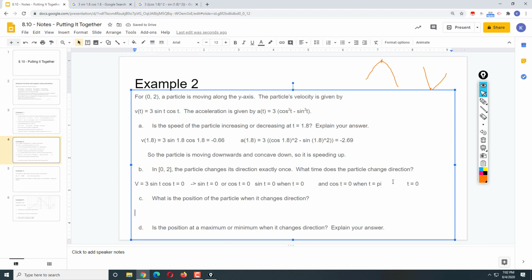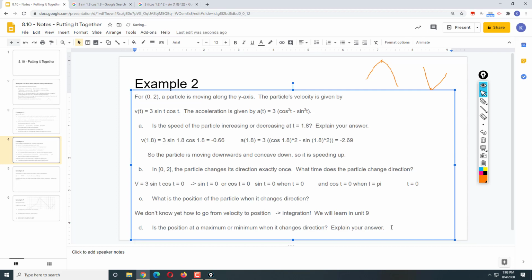C. What is the position of the particle when it changes direction? This one we will actually skip, even though this is actually an MCAS question. We know how to go from velocity to acceleration. We don't know yet how to go from velocity to position. We need the opposite of derivative, which is integration, which we will learn in the next unit. We will learn in Unit 9.